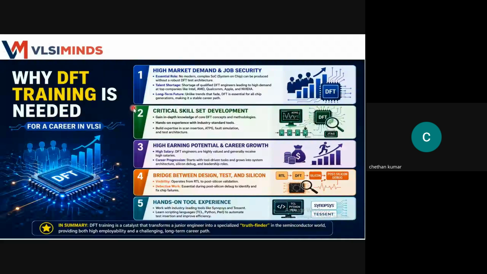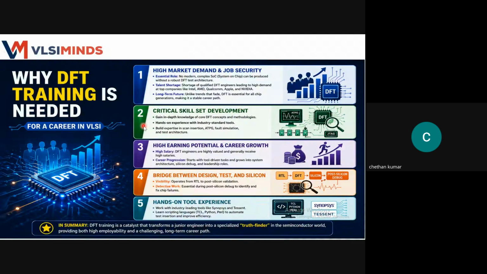And critical skill set development. Once you gain it, and if you keep updating yourself to the industry requirements, again your sustainability will be more. And the high salaries. As far as I know, in the market the pay for RTL engineers and DFT engineers is more as compared to others. Also, the trained candidates in DFT are fewer, but the requirements are more as of now.